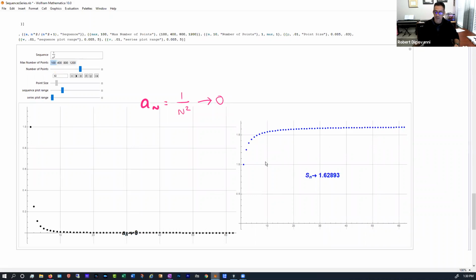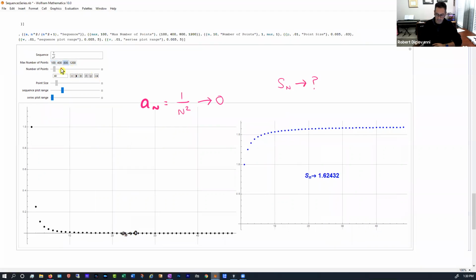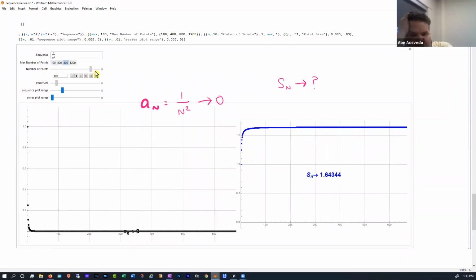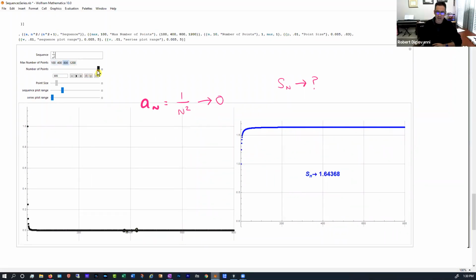Take a look at the series, take a look at the partial sums, this new sequence. Where is that headed? Does that look like it's growing and it's going to keep growing and growing? I don't know. Let's go out to the first 800. Look at that. I guess the exponent matters. I think that square did something, didn't it? Because look, it looks like we're at 1.64.